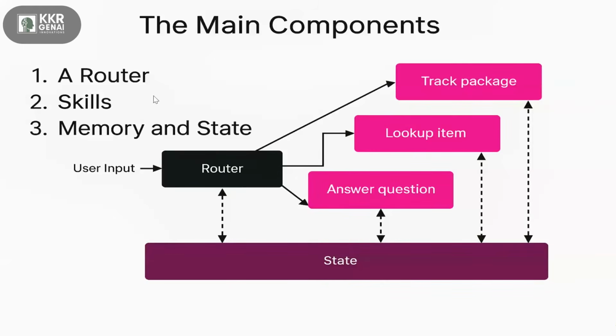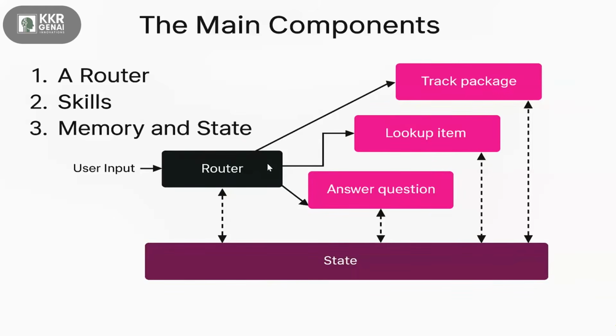There are three main components which we generally use to develop any agentic AI application: one is the router, another is skills, and another is memory and state. Each and every component plays a crucial role in addressing the particular user query. The router is the superior, or you can call it the Superman, who decides which skill has to be picked based on the provided user query.